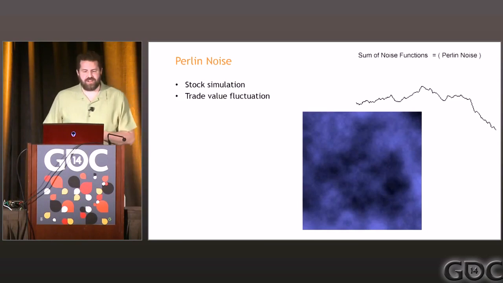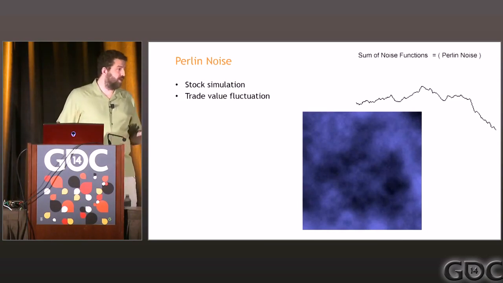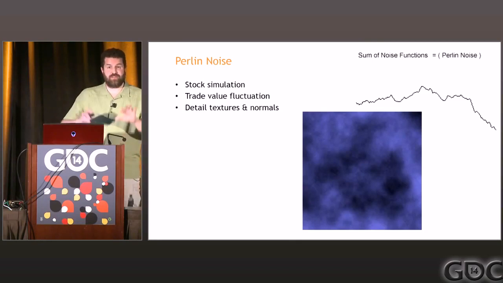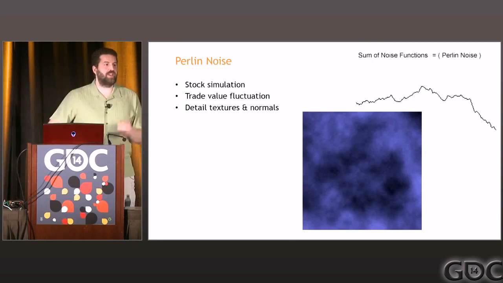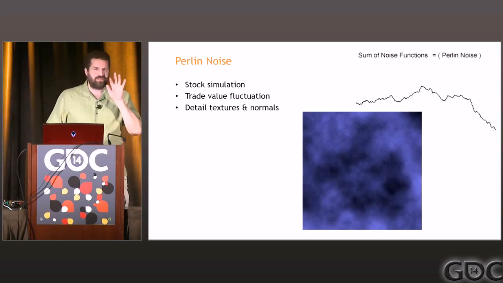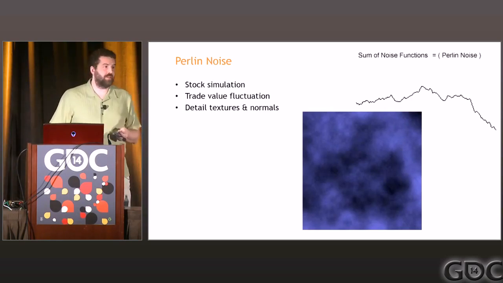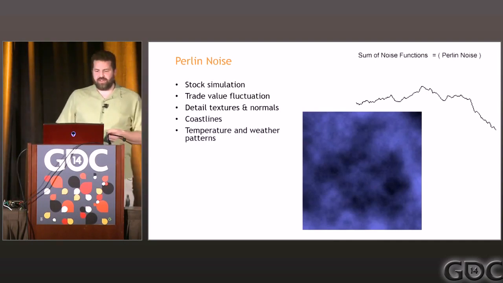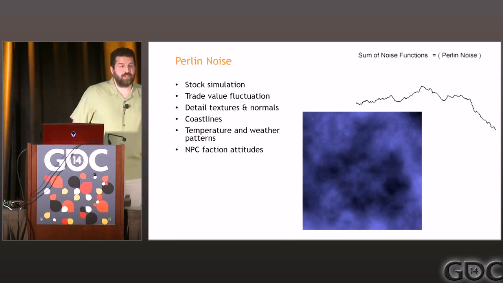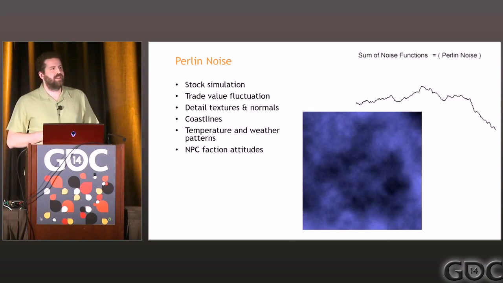your game, you can simulate it, or have trade values at the store that fluctuate over time. You can use it to create detail textures and normals, so that if you get really close to objects in your shader, in your scene, they'll have really fine, interesting detail that's provided all from these noise functions. You can use it for generating coastlines, temperature and weather patterns. You can have the elves are really fickle this time of year, right? The kobolds are getting anxious.